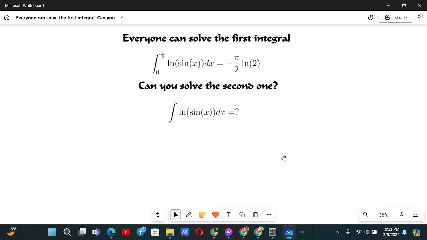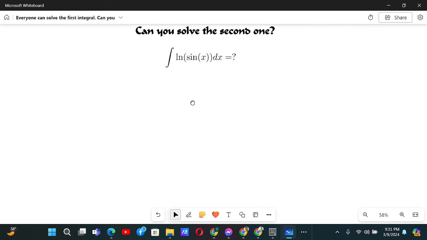Everyone can solve the first integral, but can you solve the second one? Okay. So basically, the first one is a well-known integral where you have to use King's rule. And if you haven't really solved the first problem till now, I can link the video over here where I have also solved this problem. Now let's go to the second one. How do we deal with this problem?